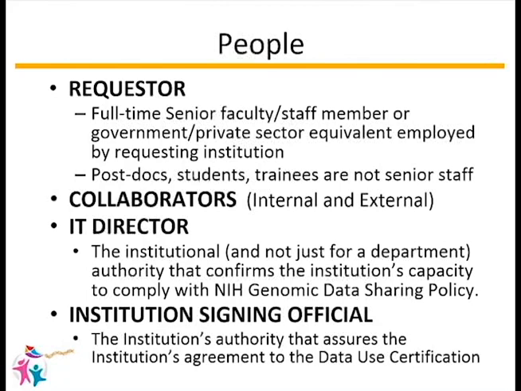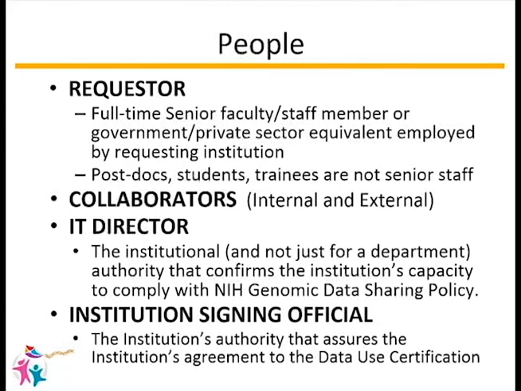The next group is collaborators, both internal to your organization as well as external collaborators who are housed in different institutions. It's important to include all of these investigators' names on the application, and we do actually look for them. And the external collaborators actually need to apply for the data independently. That's mainly so their signing official can attest to the data security of their system.